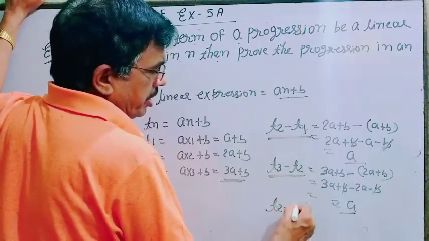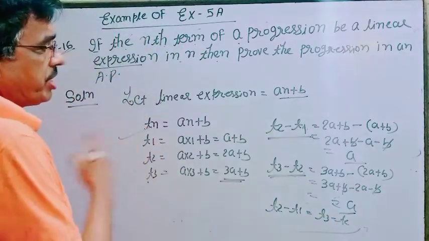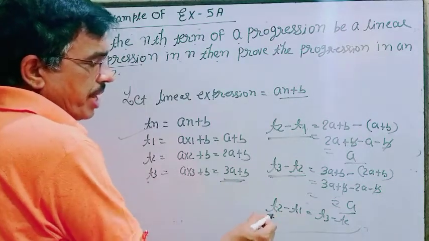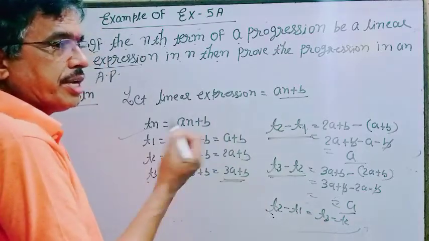Then it is clear that T2 minus T1 is equal to T3 minus T2. So if in any series or sequence the second term minus the first term is equal to the third term minus the second term, then it is clear it is in AP.